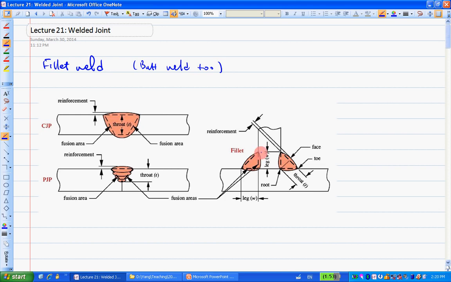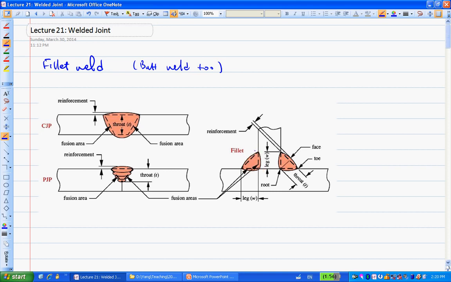So basically that's the affinity area between the filler material and the base metal. This is the base metal and this is the filler material. So this dashed line here is a fusion area, and the same thing here, this is also a fusion area, but this one is not a fusion area.